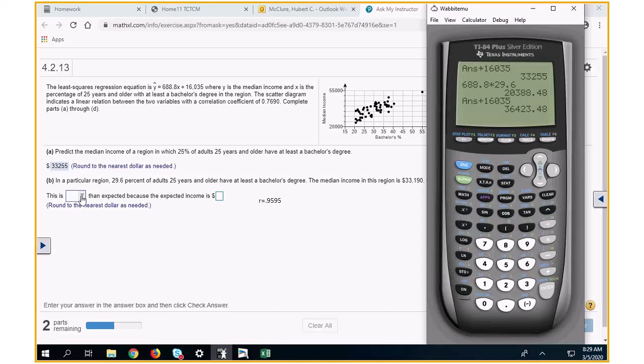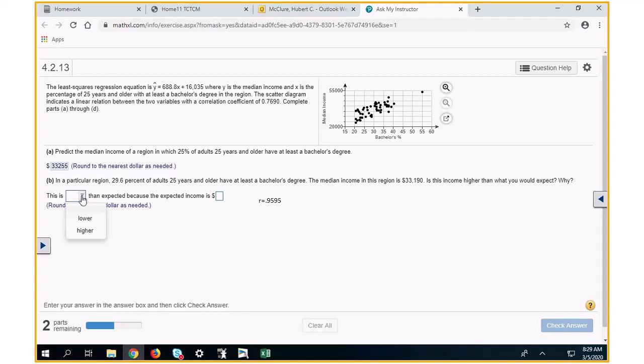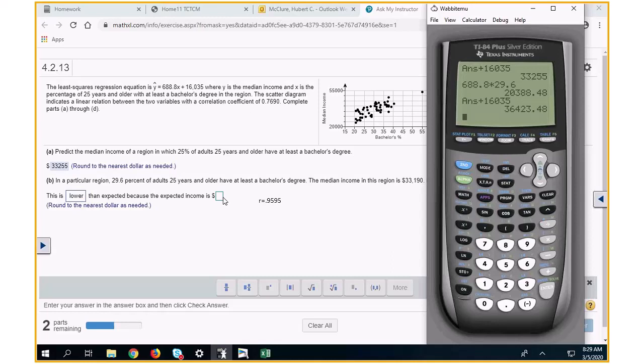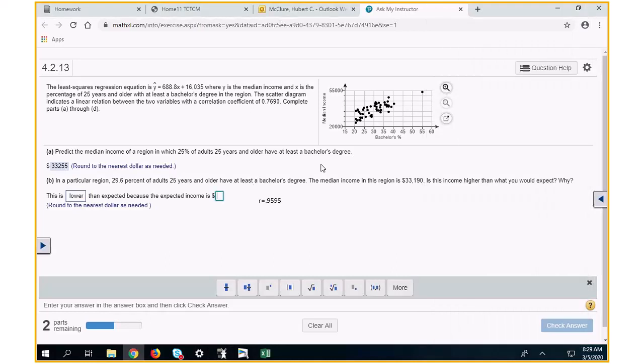This is higher or lower? Let's see, what is it in a particular region? The median income in this is the income higher than you would expect. Okay, this is kind of twisted because you don't really know which one they're referring to. I think the first one is lower. Okay, so they're asking for the lower than. Our answer is 36,423.